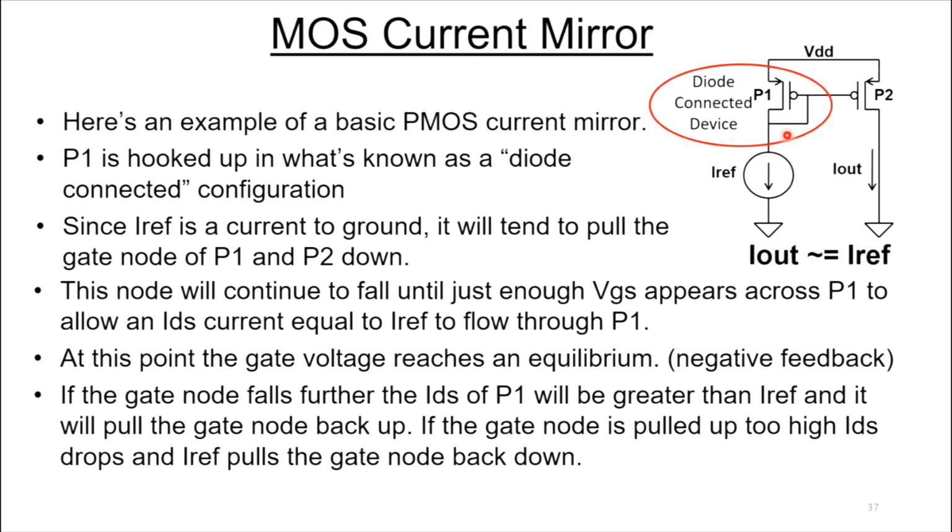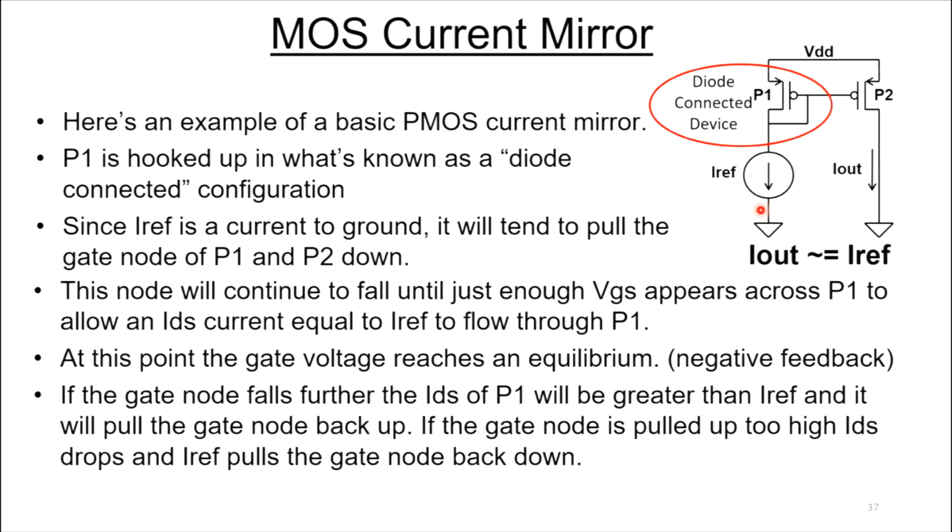Eventually you're going to reach an equilibrium, where this gate is pulled down just enough so that the current through P1 is equal to IREF. And there's some negative feedback involved here. If you turn on the P1 device too hard, the current from VDD is going to be larger than IREF, and it's going to pull this gate up. When you pull the gate up, it shuts the P1 device off. Now IREF can pull it back down to the right voltage so that this thing is just cracked on just enough so that it pulls the IREF current through it.